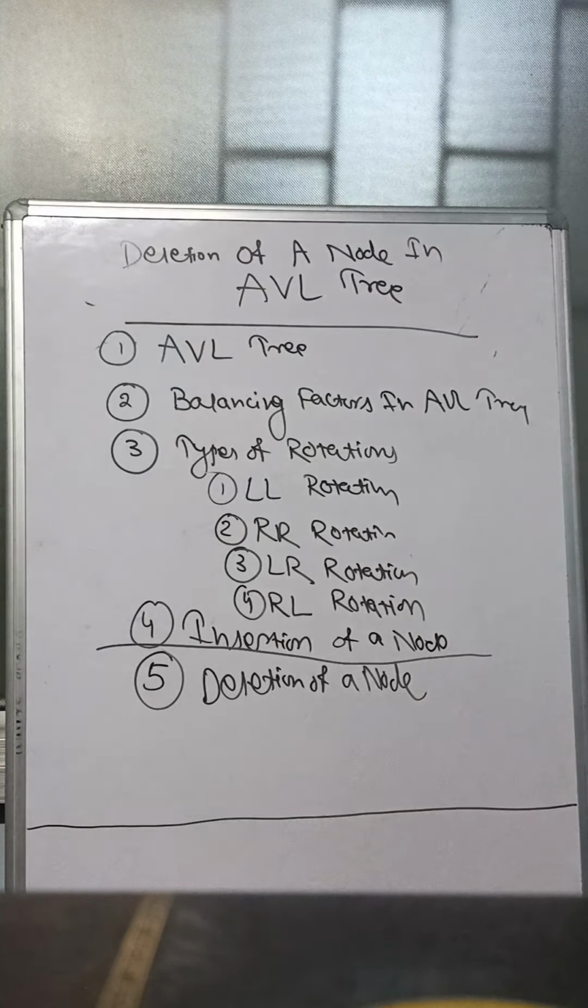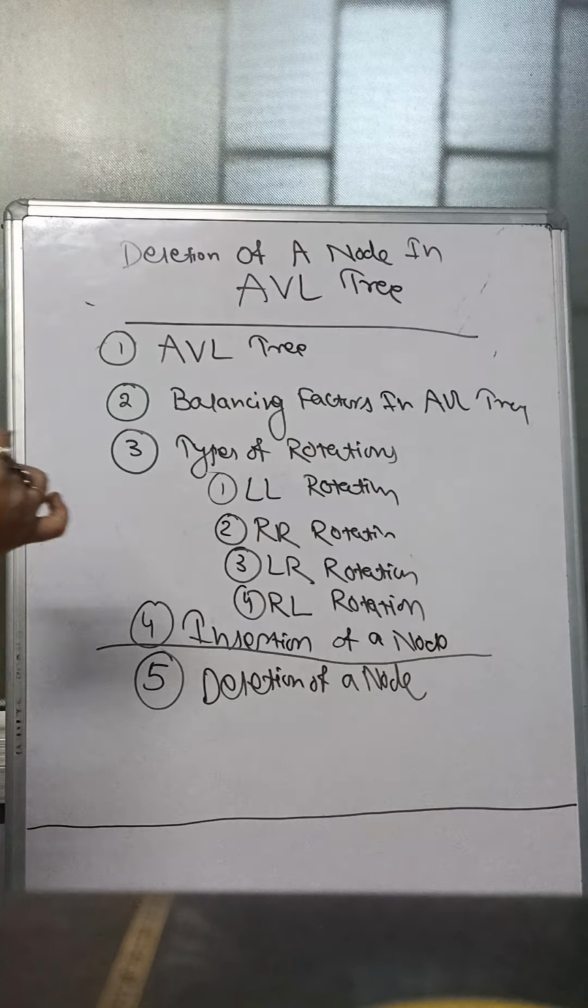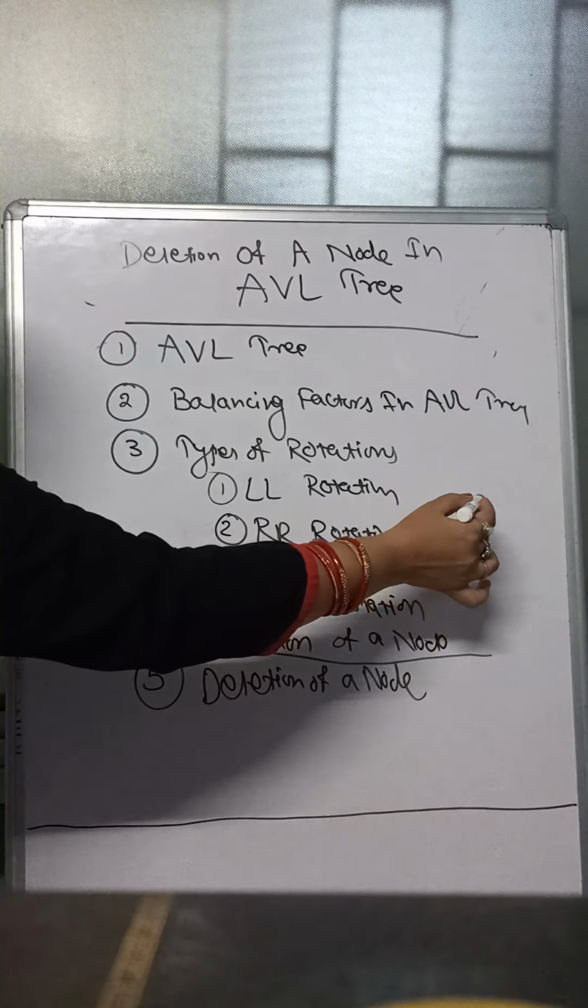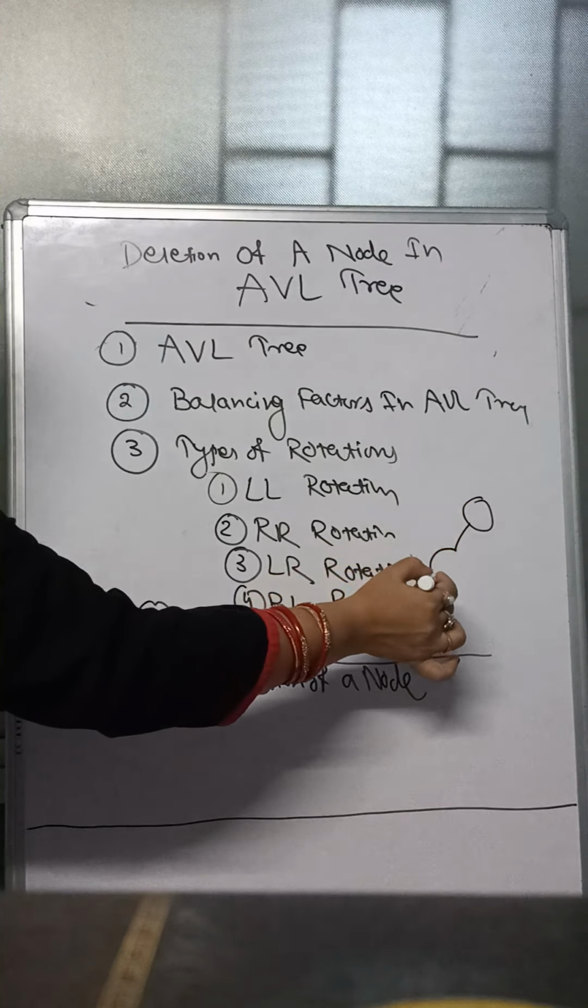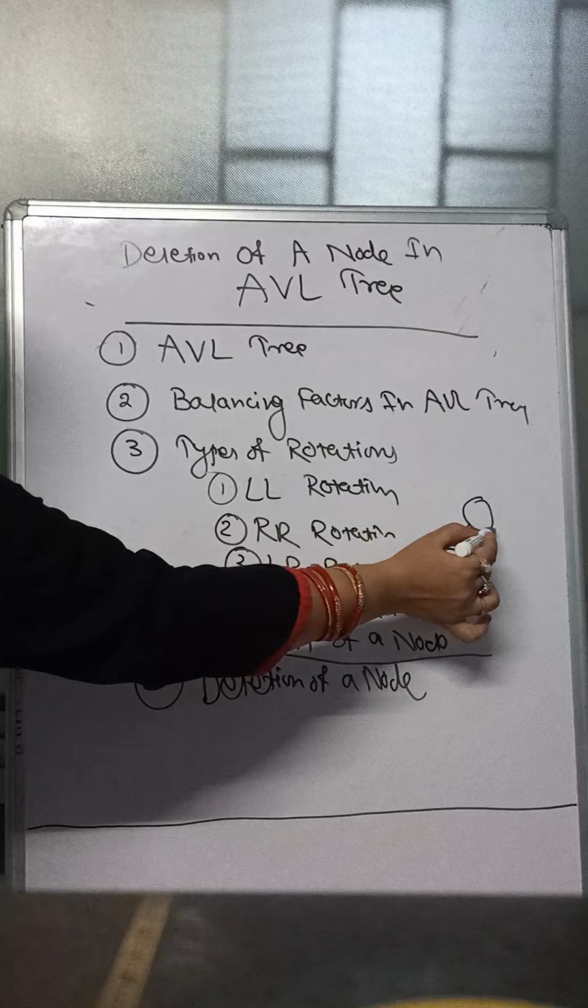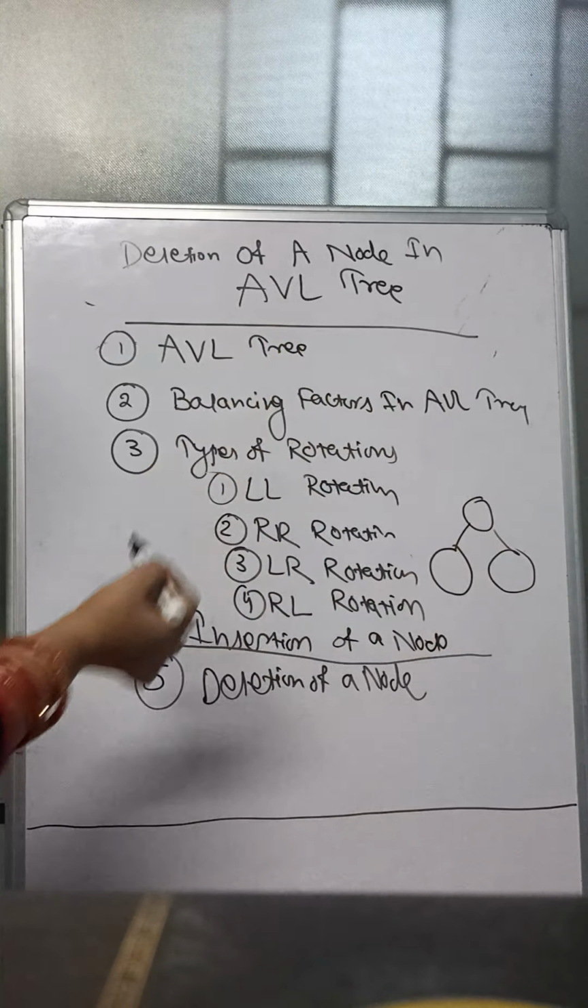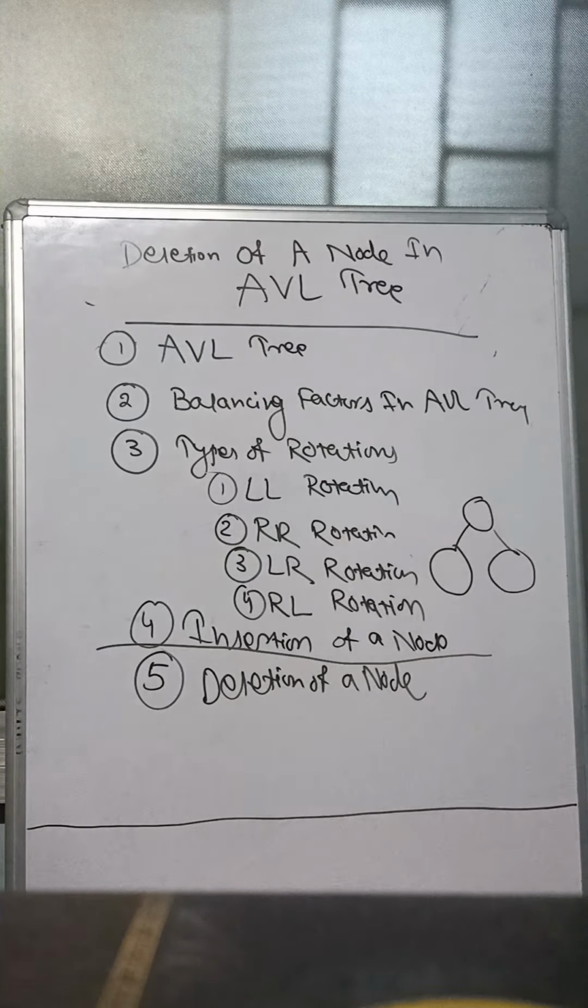An AVL tree is also a binary search tree, or BST, that satisfies a condition. What condition must it satisfy? The root node must be greater than its left subtree and the root node must be smaller than its right subtree. This is the property of your BST. The AVL tree also satisfies that condition, and we have to balance the height of the AVL tree using the balance factor.